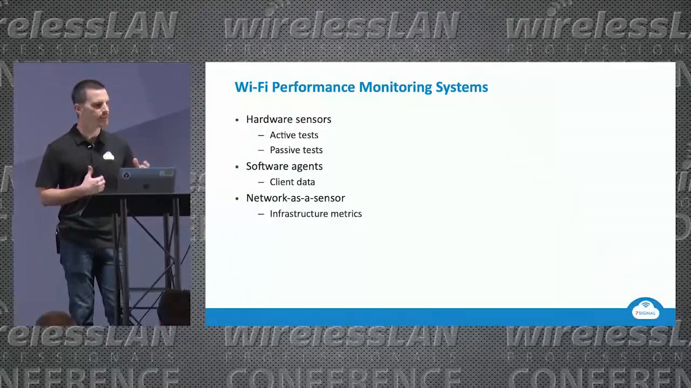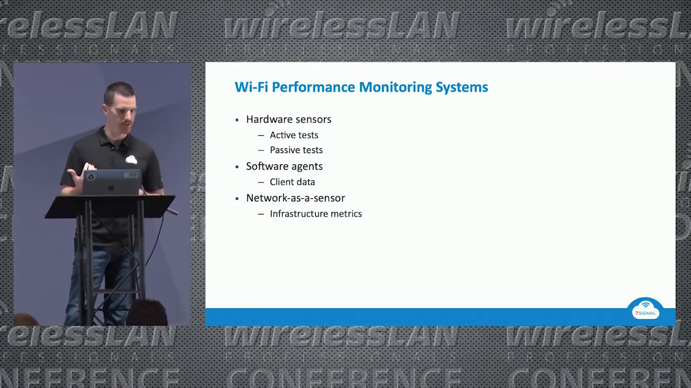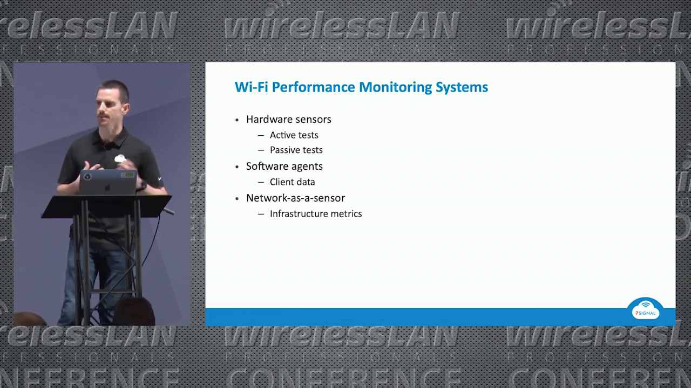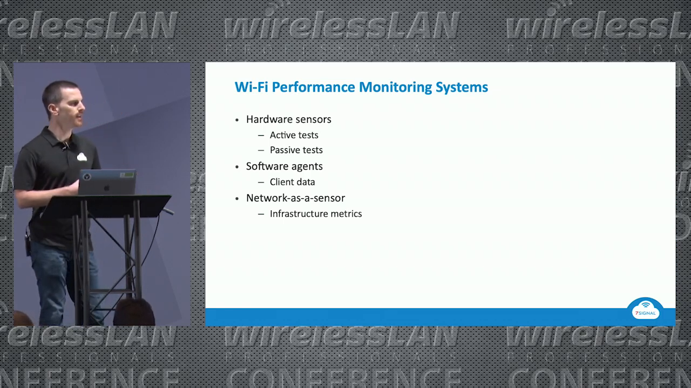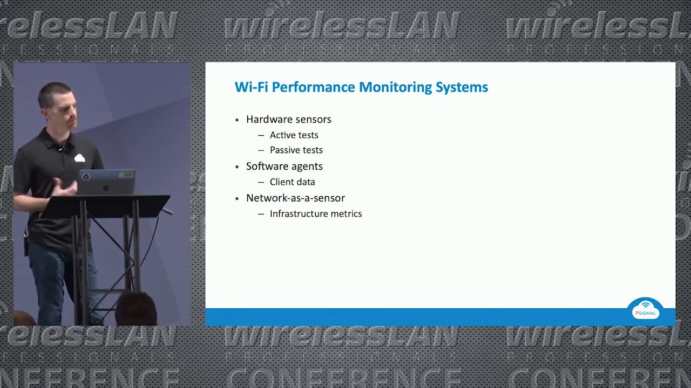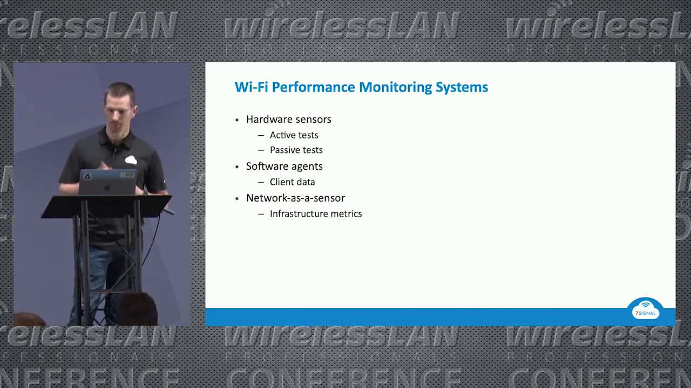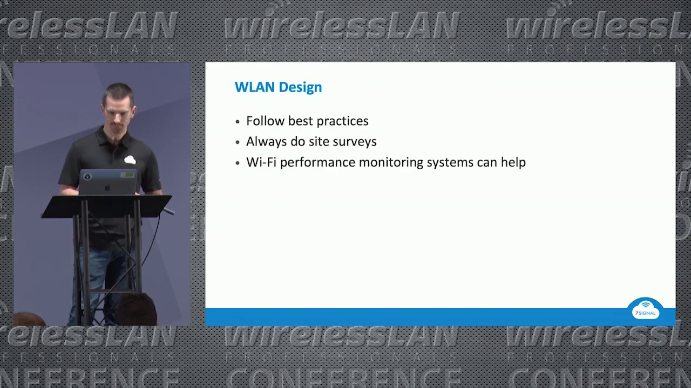I like to think about Wi-Fi performance monitoring tools in 3 different classes: hardware sensor, software agents, network as a sensor. At 7Signal, we do hardware sensors and software agents, but there are great tools from Cape Networks, Mist, Nyansa, Cisco DNA Assurance, other guys. They can help improve your Wi-Fi designs as well. But I'm from 7Signal. We'll look at some of our data from our tools today.